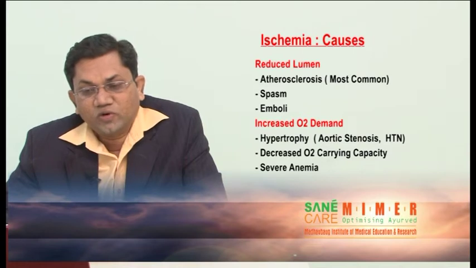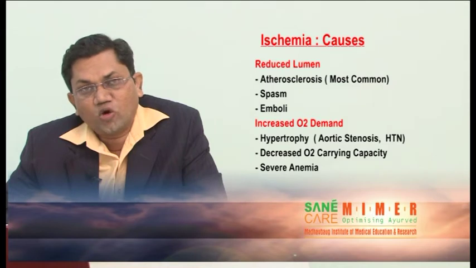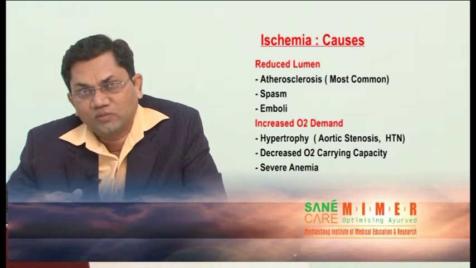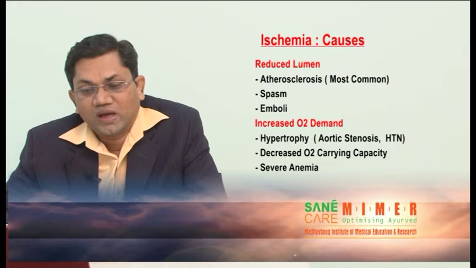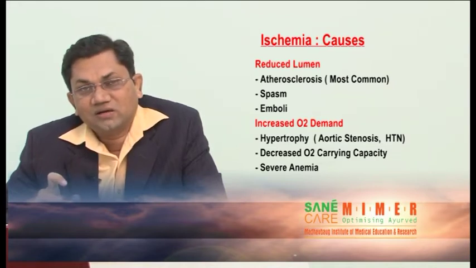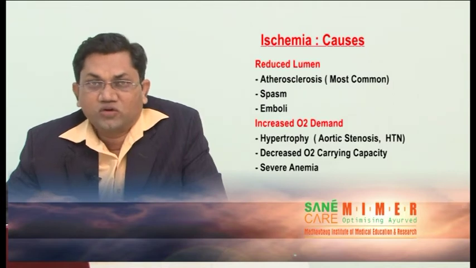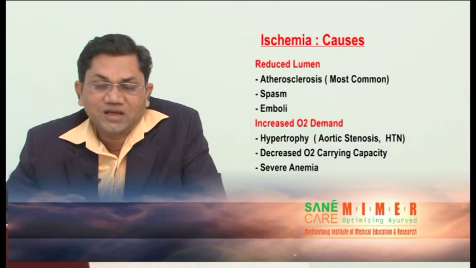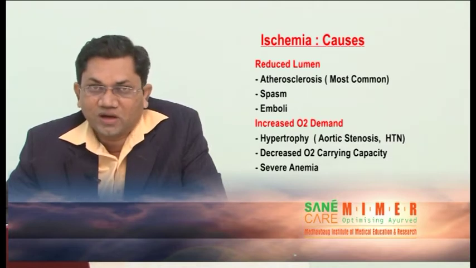Now another important factor which may lead to ischemia is increased oxygen demand. What is the factor or stimulus that may lead to increased oxygen demand? As we know, hypertrophy of the heart is the cause when oxygen demand gets increased. Now what are the causes that may lead to hypertrophy of the heart?